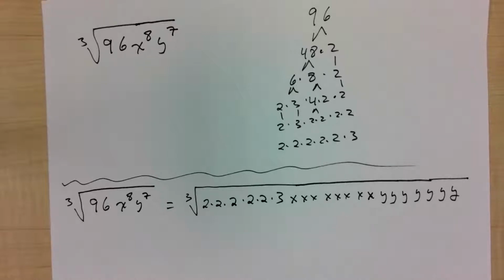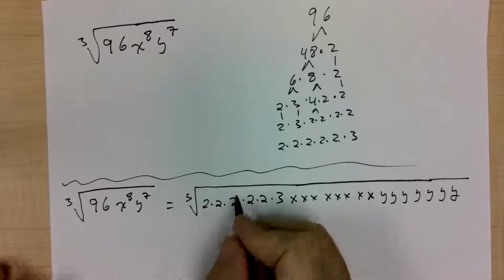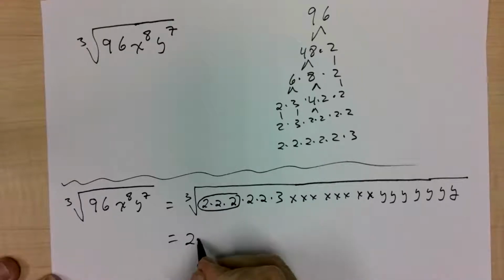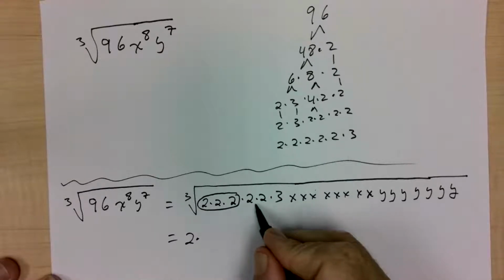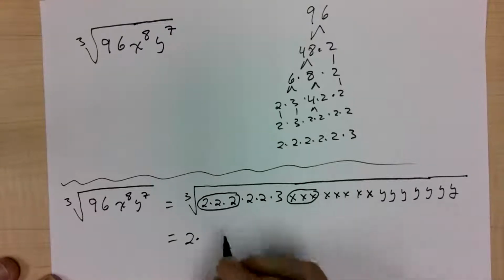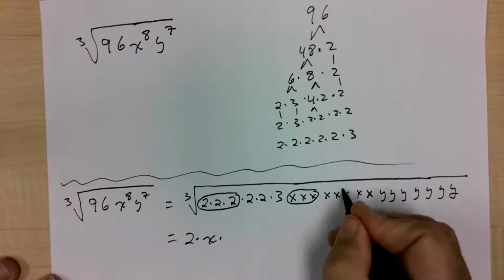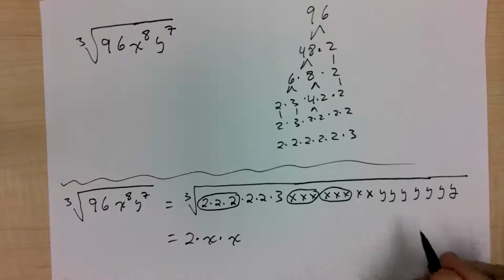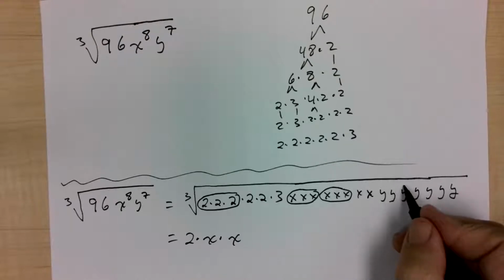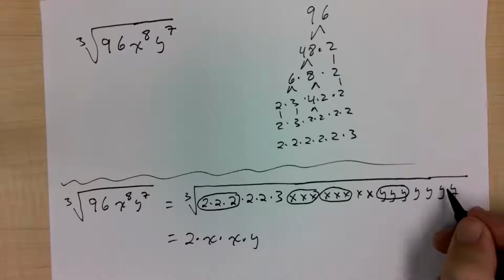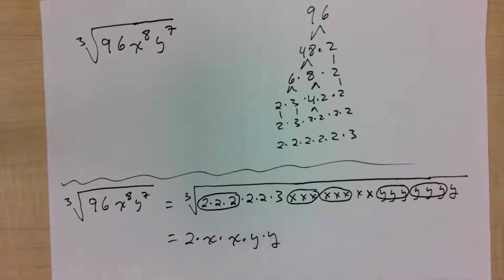And we're looking at a cube root, so we need to find triples. Where do I find triples? I find triples of 2. So 2 comes out of the cube root. Double 2 and a single 3, not enough to come out, but a triple x. An x comes out. Another x, x, x comes out. Now I have 2 x's left, not enough to come out. Now we look at y's. Y, y, y. A y comes out. Y, y, y. A y comes out.